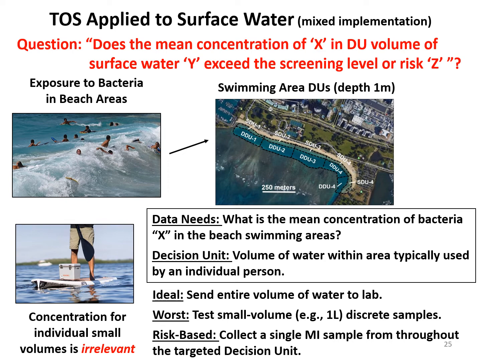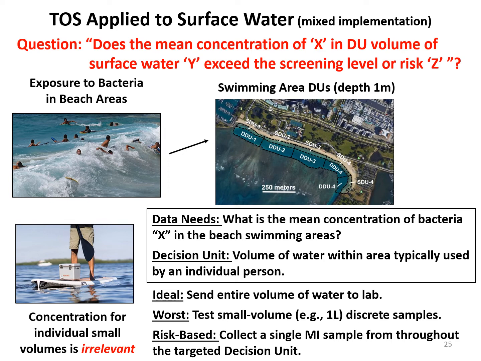So data needs, here's what the risk assessor is going to say. What's the mean concentration, say in this case of bacteria? We're often looking for this at beaches in Hawaii. What's the mean concentration of bacteria X in the beach swimming areas? Well, the next step is to define your decision units. We discussed this in more detail in a presentation specifically for testing of groundwater and surface water. But in this case, the decision unit is the volume of water within an area typically used by an individual person. So you can see this is Ala Moana Park here in Honolulu. So I split it up into 8 or so, maybe 10 different decision units.